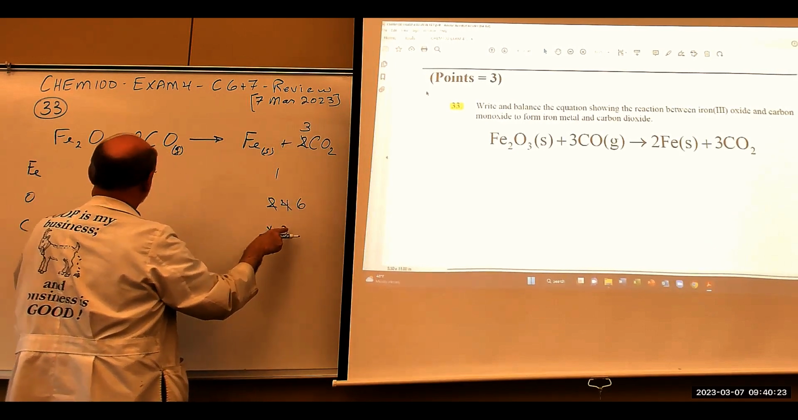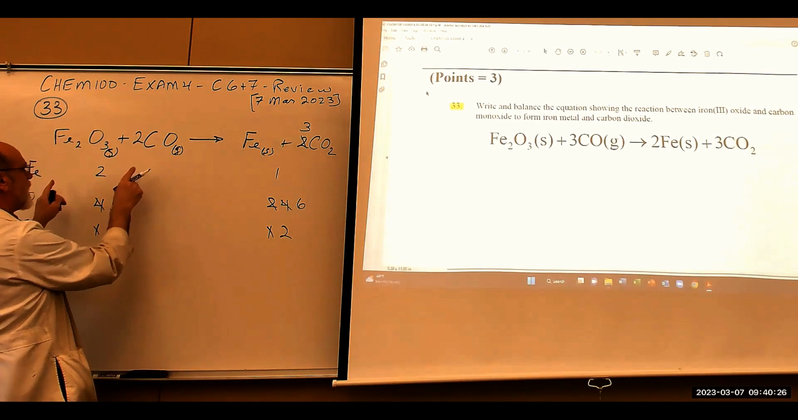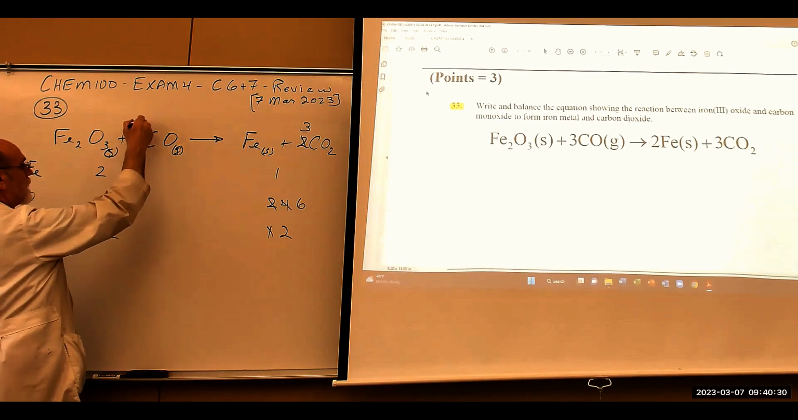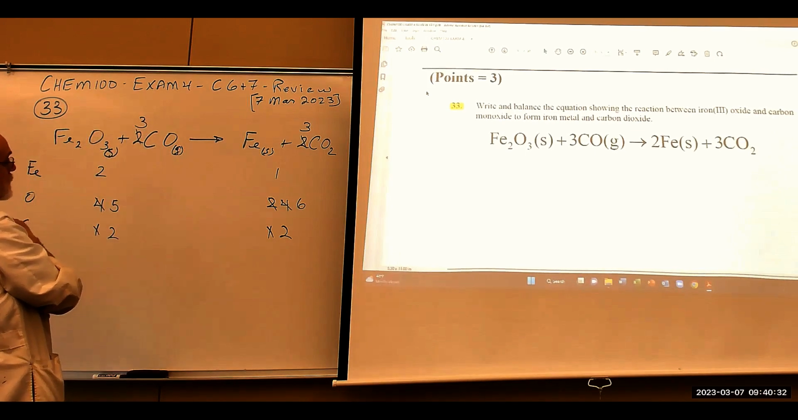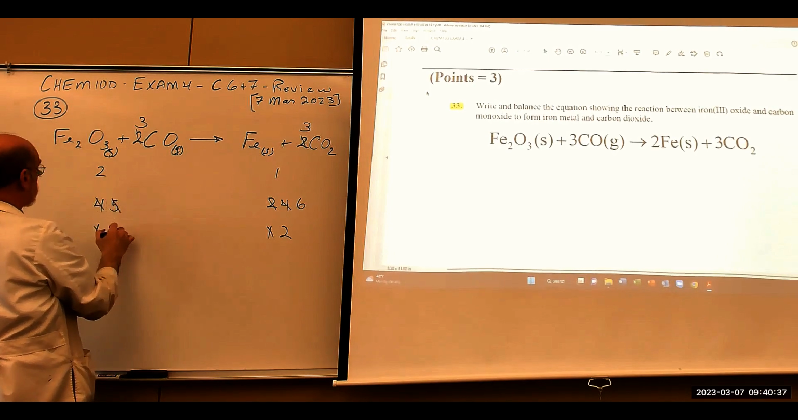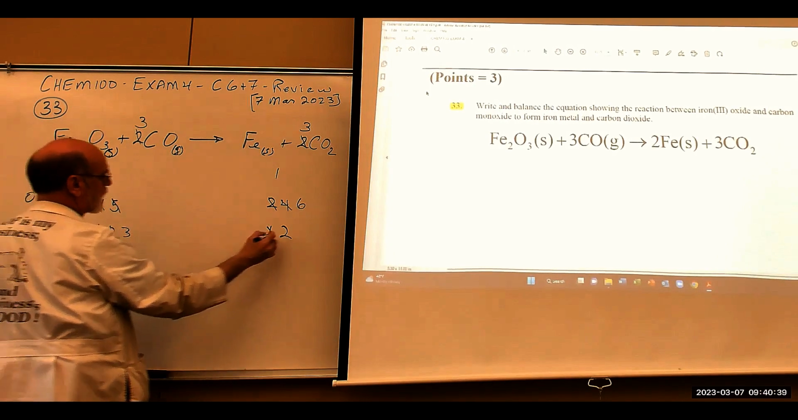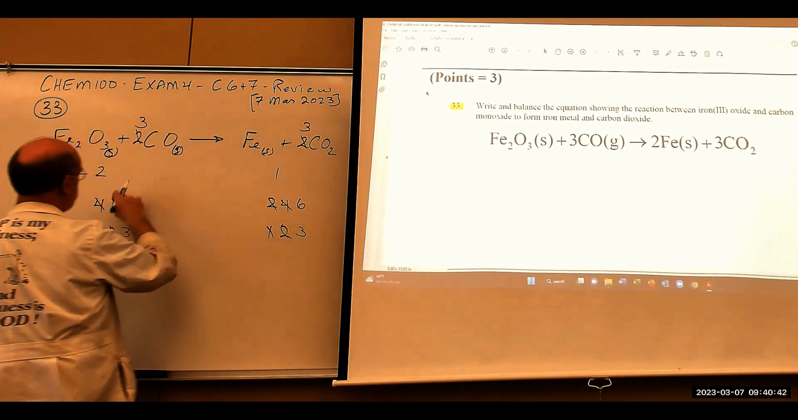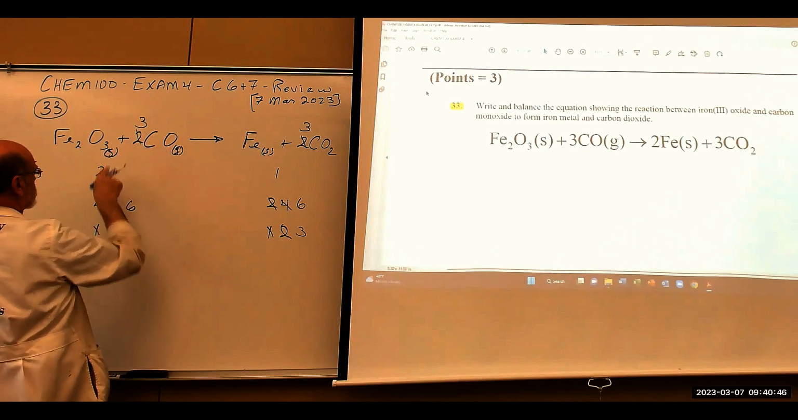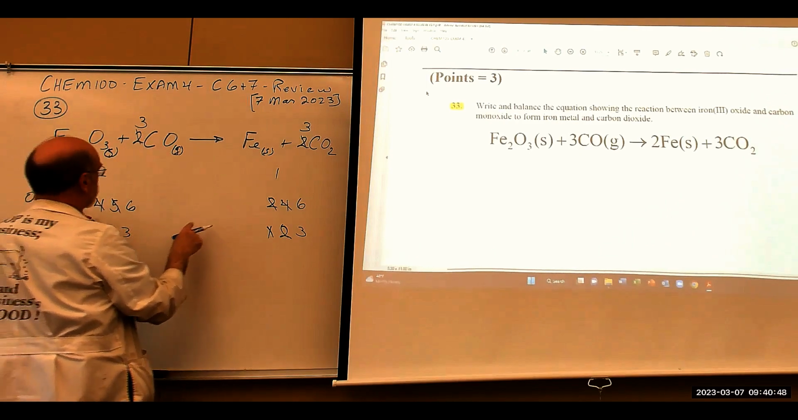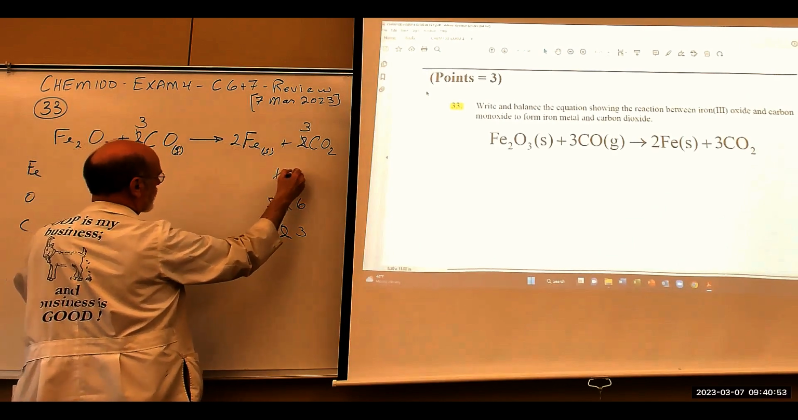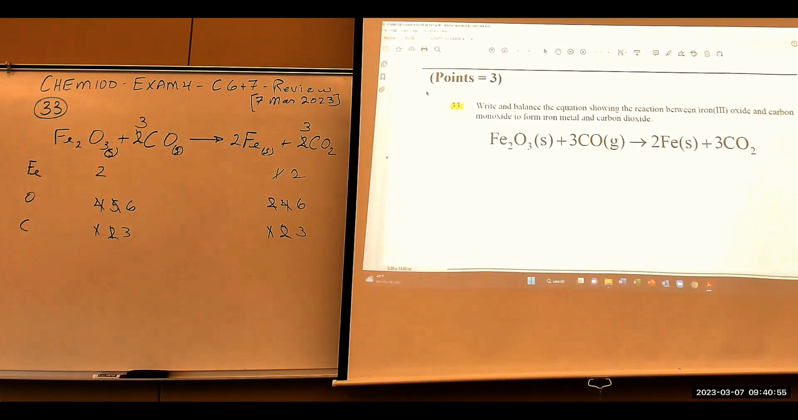6 oxygens. Now, how do you get 6 oxygens on this side? Well, you've already got 3 here, so you only need 3 there. So that should do it. Yeah. So we have 3 carbons. We got 3 carbons over here. We have 6 oxygens, 3 plus 3. And we need 2 irons. We haven't done that yet. 3, 6. We need 2 irons here. That balances the equation.